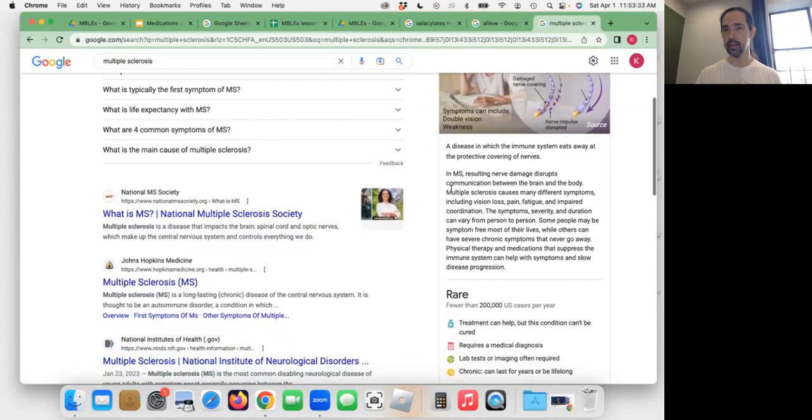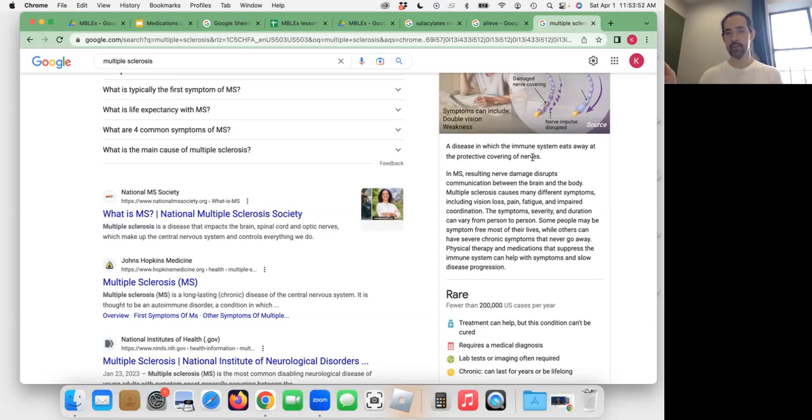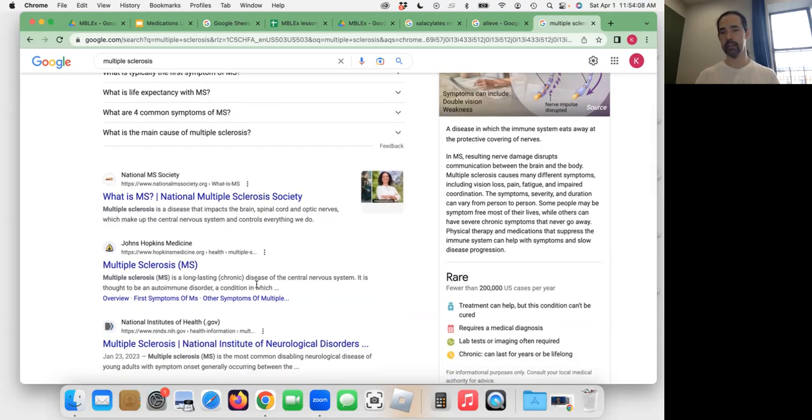So MS is a progressive disease, meaning it gets worse as time goes on. The immune system starts to break down the covering of the nerves, or eats away the covering of the nerves. That's called myelin. The role of myelin is to help nerve transmission to be faster. So with less myelin, nerve transmission becomes slower. And that looks like vision loss, pain, fatigue, impaired coordination, right? So poor coordination and balance. And let's see, treatment can help, but the condition cannot be cured.